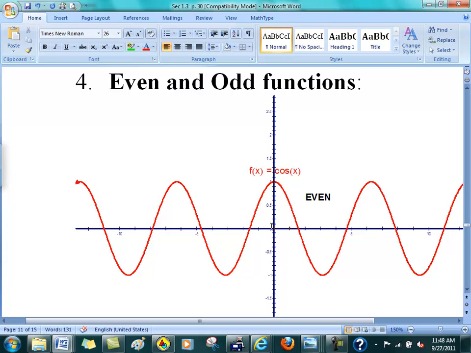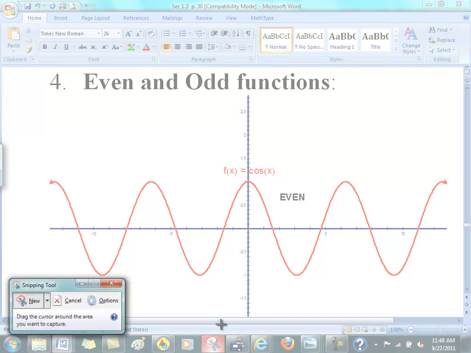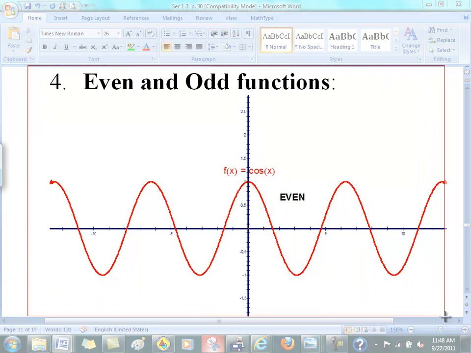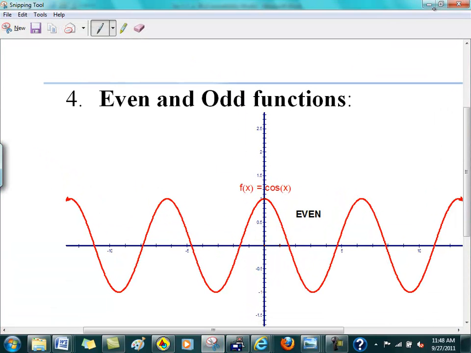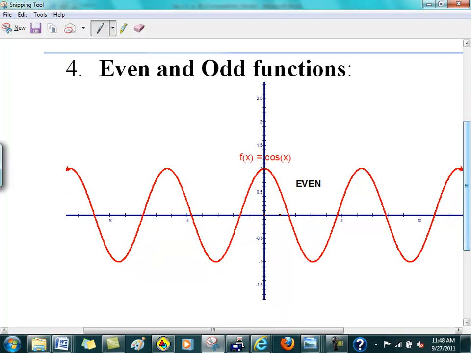Even and odd functions. Really important concept, okay? So get this graph down. It's a graph of a cosine function. It's even, and I'll explain to you what that means, okay? That's an even function. Notice that cosine goes on forever and ever and ever, okay?